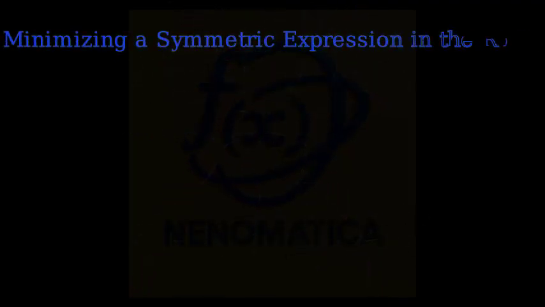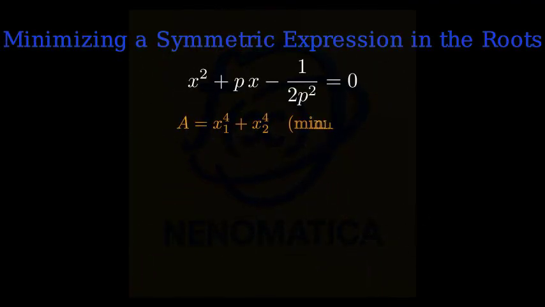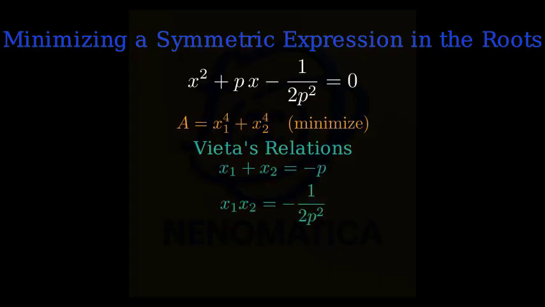In this lesson, we will minimize a symmetric expression in the roots of a quadratic. We are given the equation x squared plus px minus 1 over 2p squared equals 0. Let x1 and x2 be its roots. Our goal is to find the minimum value of A equals x1 to the fourth plus x2 to the fourth. First, recall Vieta's formulas. For a monic quadratic, the sum of the roots equals negative the coefficient of x, and the product of the roots equals the constant term. Here, that gives x1 plus x2 equals negative p, and x1 times x2 equals negative 1 over 2p squared.